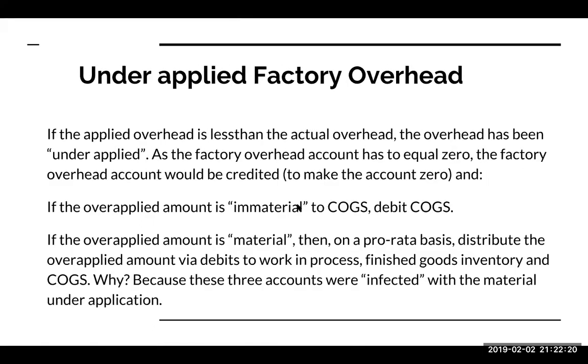Underapplied is kind of the same concept. If the applied overhead is less than the actual overhead, then the overhead has been underapplied. I didn't do it enough. So if it's immaterial, we're going to have to debit cost of goods sold and credit the factory overhead to make that account 0. If it's material, then on a pro rata basis, I'm going to distribute the underapplied amount via the various debits to work in process, finished goods, and cost of goods sold.